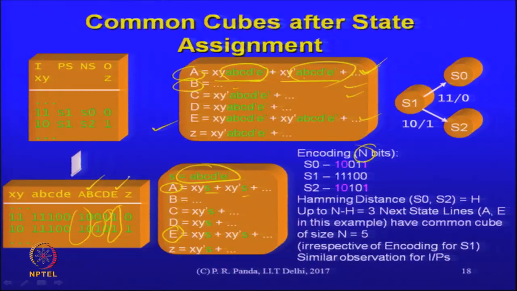It has to do with the way we are encoding the next states. These 2 states have something in common that is showing up in those expressions there. What do they have in common? See, S1, it does not matter what you assign, that is showing up here, right. And we are saying that it does not matter what the encoding of S1 is, you will find a common cube of size 5.